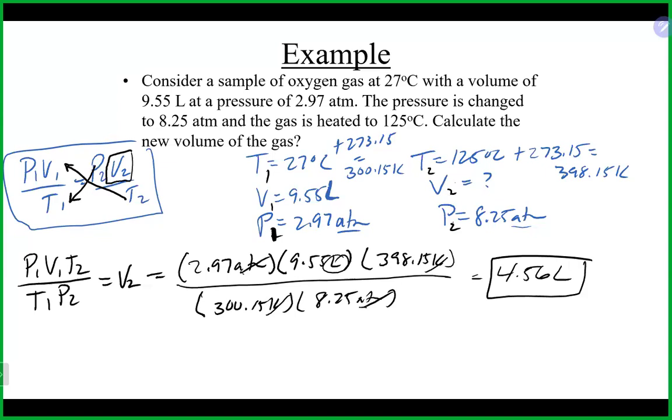So again, this one sometimes gives people a really hard time rearranging. Remember, just opposite locations, and whatever you want to solve for needs to be up on top by itself, basically. Yeah. Any questions on the combined gas law? Really good one. Gets you all the other gas laws pretty much.